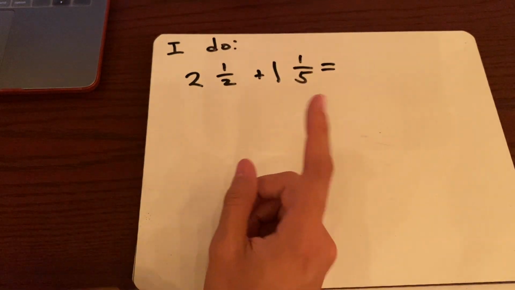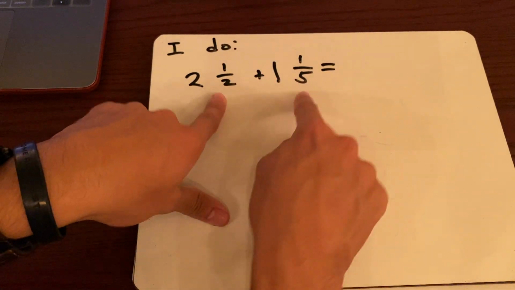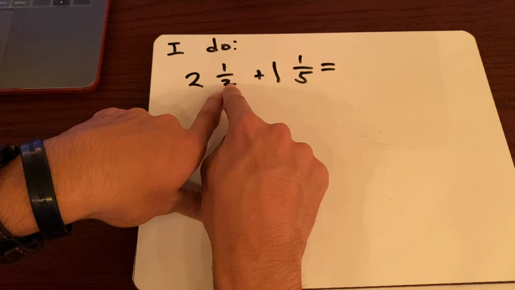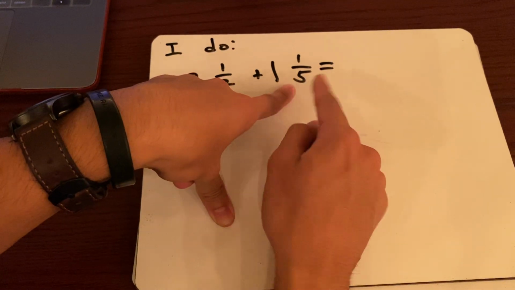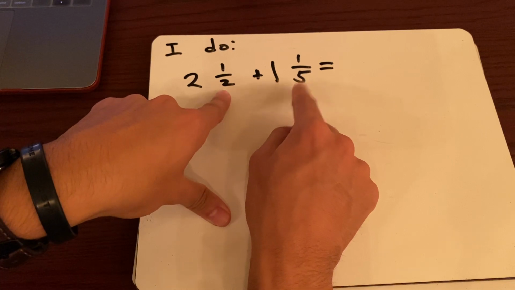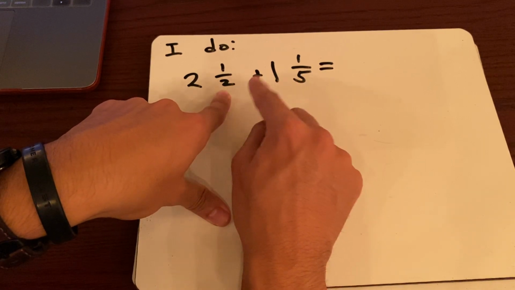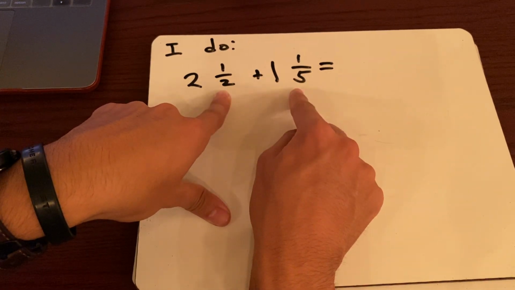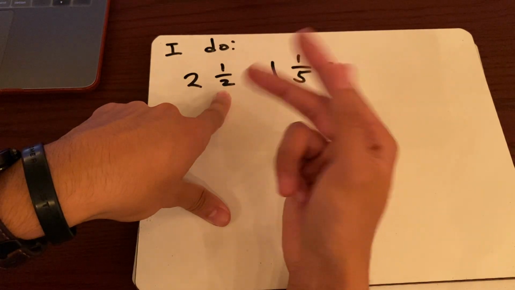So one thing I noticed right away is that my denominators are not the same, right? I have 2 and I have 5. So right away, I already know that I cannot add these as they are right now, okay? Their denominators are not the same. So what am I going to have to do? I'm going to have to change them.